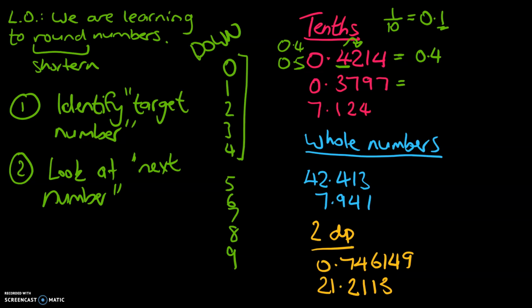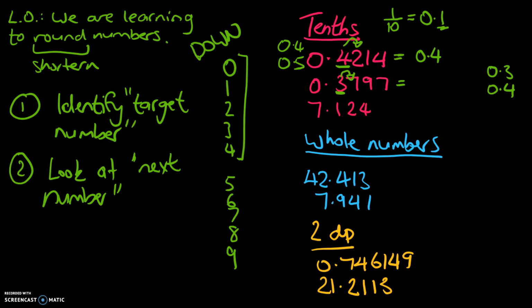Okay, our next question, 0.3779. Well, let's think about the number. That sits between 0.4 and 0.3, somewhere between those two. And we need to figure out, are we going to round that down or are we going to round it up? So our target number, we're still looking at the tenths, which is our 3, and we're going to use the next number, the 7, as a reference to help us decide.